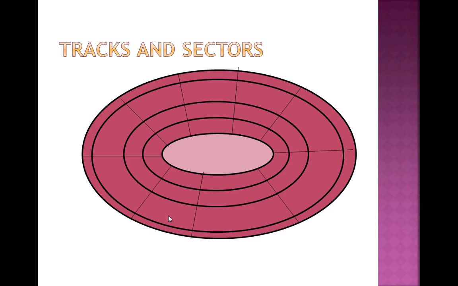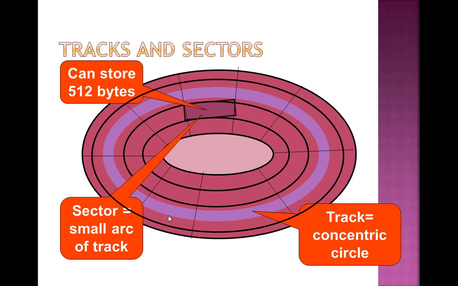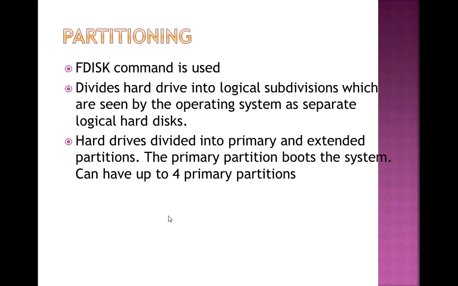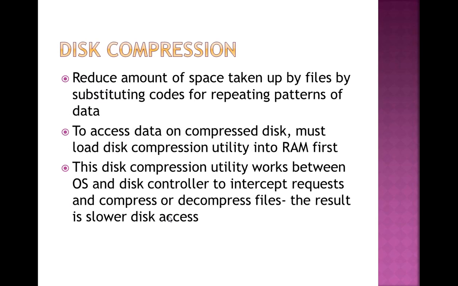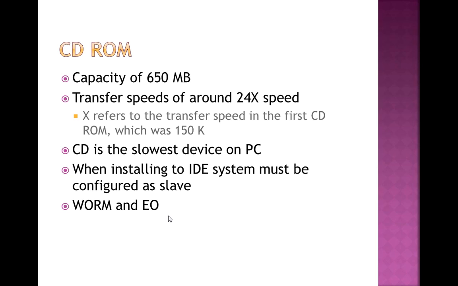Then how data is organized on the disk. These are the tracks, and the sectors are portions that contain 512 bytes. Then we have discussed interleaving and the types of formatting, low level formatting and high level formatting. Then partitioning, and the command used for partitioning is fdisk, which divides the drive into two parts, a logical subdivision, that is the logical hard drive, and the physical hard drive. Then disk compression, that is compressing the disk. Then how to take backups by using methods like archival, incremental, differential and copy backup.